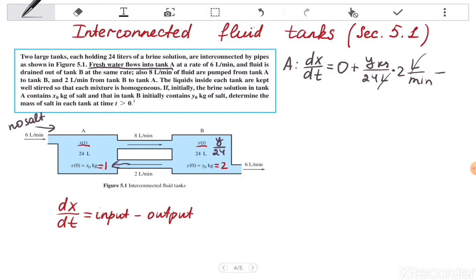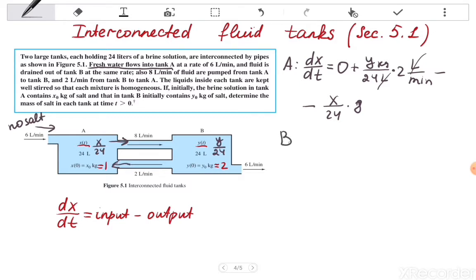And what is the output rate? The output we obtain through this pipe here. And again, the concentration of the flow out is x over 24, times the velocity, 8 liters per minute. We have x over 24 times 8 liters per minute, so this amount. So this is everything about tank A.